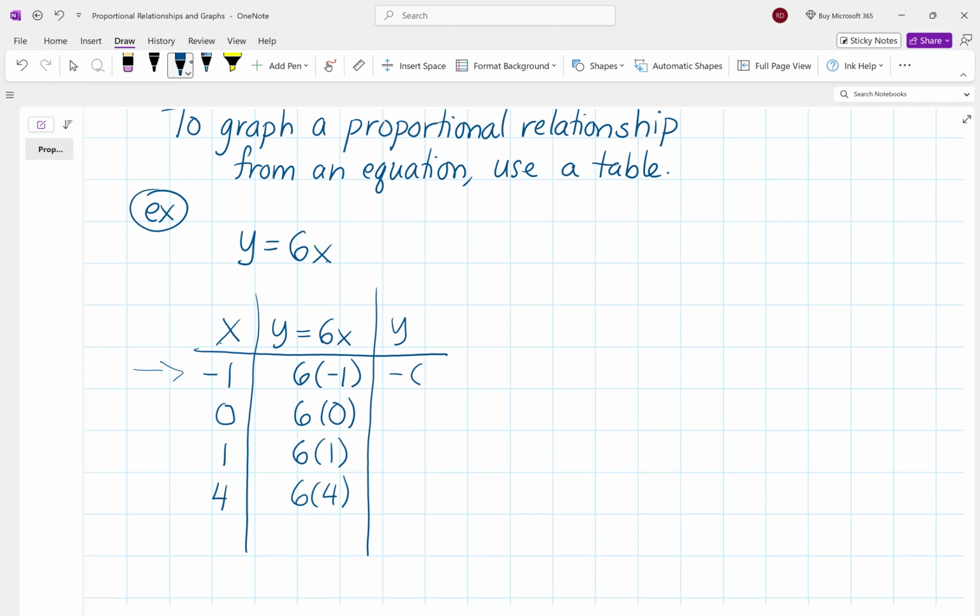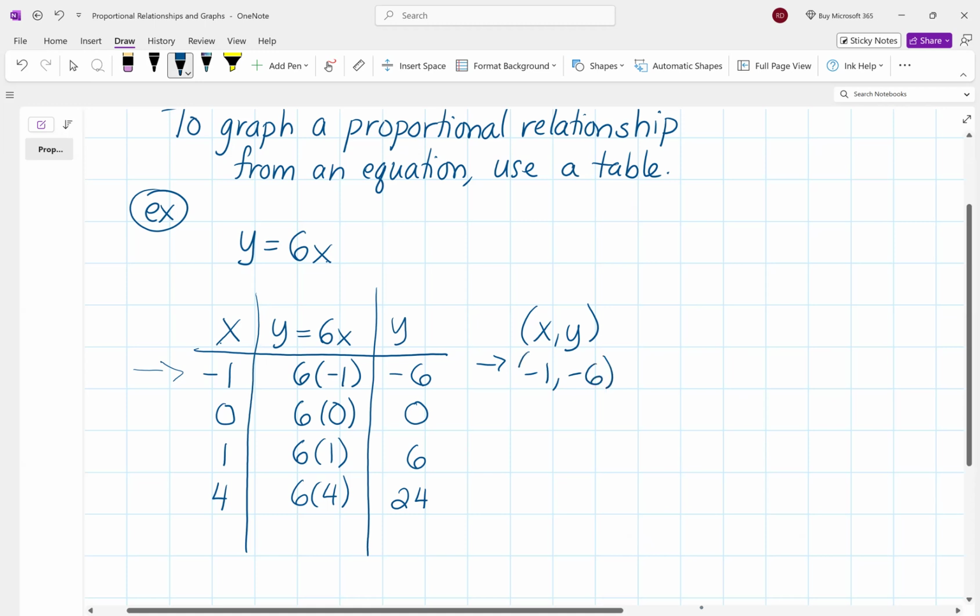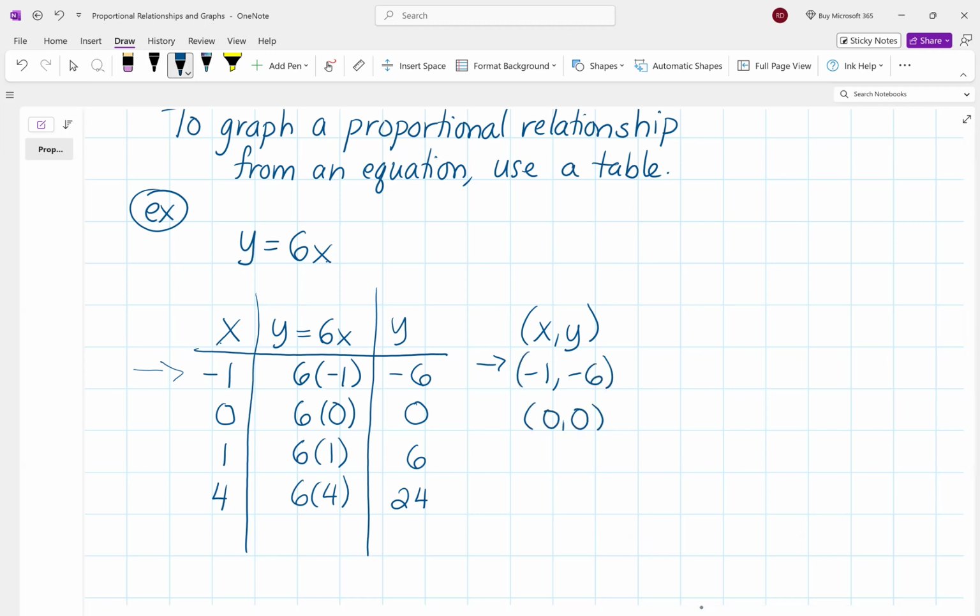So 6 times -1 is -6. 6 times 0 is 0. 6 times 1 is 6. 6 times 4 is 24. And since I've written it like this, I'm actually going to transfer this into a separate thing to write the XY pairs. But after this, I want you to see how you can get that information straight from the table. So here my XY pair would be -1, -6. Here my XY pair is 0, 0. Here my ordered pair is 1, 6. And here my ordered pair is 4, 24.